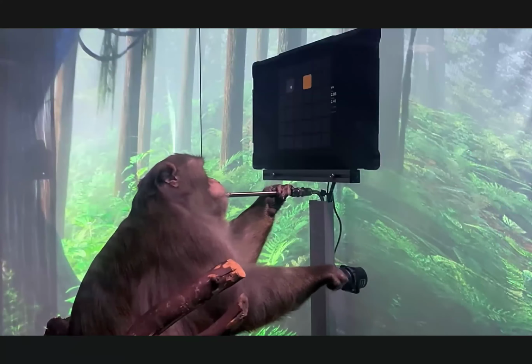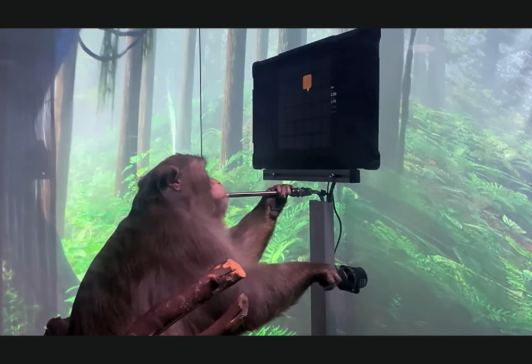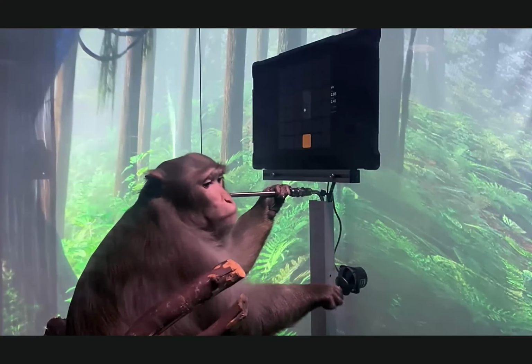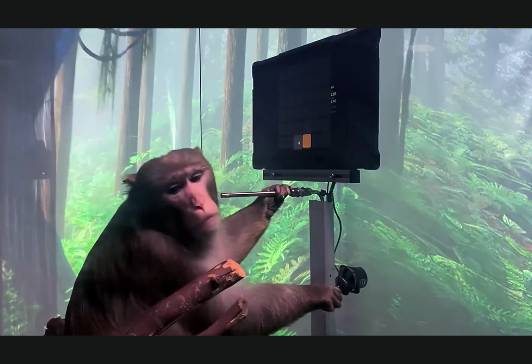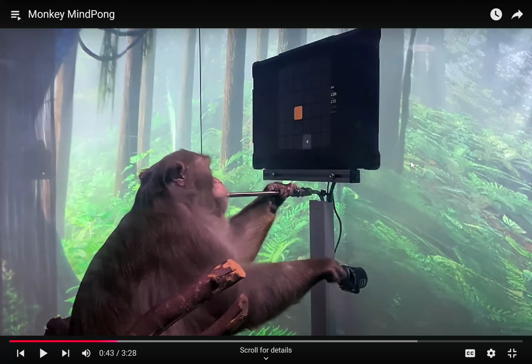The links record from more than 2,000 electrodes implanted in the regions of Pager's motor cortex that coordinate hand and arm movements. So this is from 2,000 electrodes, so this is a much bigger electrode array.